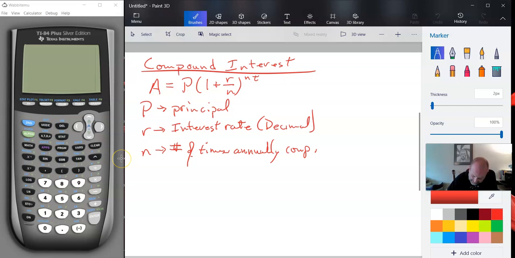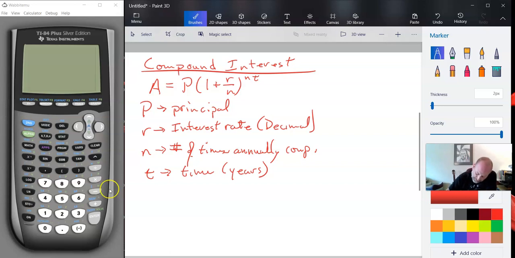And then t is time, typically in years, unless you're told it's a monthly interest rate. If you're told your interest rate is monthly, then your time is in months. If you're told your interest rate is annual, then your time is in years. So it depends on what your interest rate is given to you as. P is the principal, amount of time, and R. Yeah, that's all the pieces.